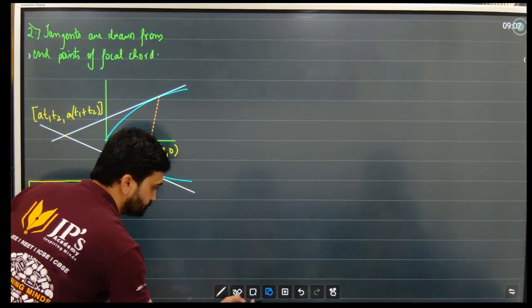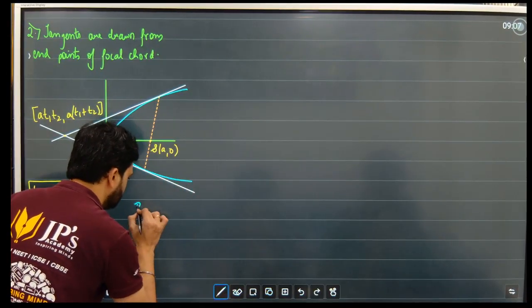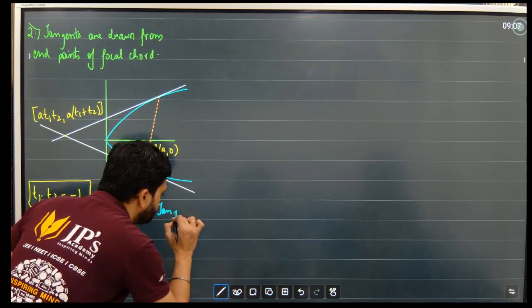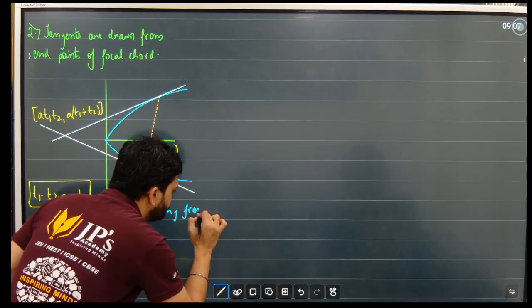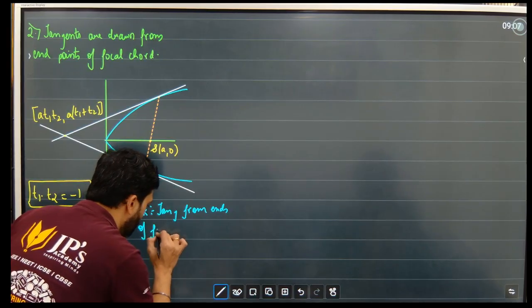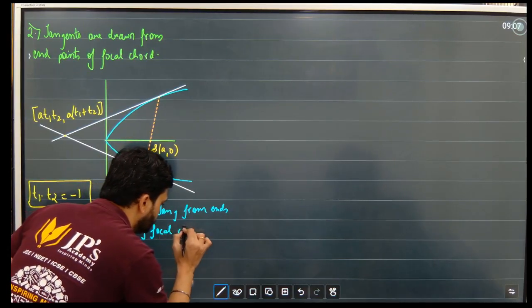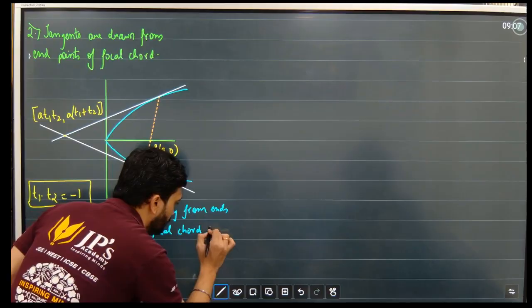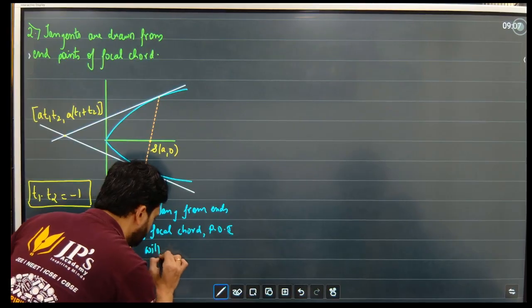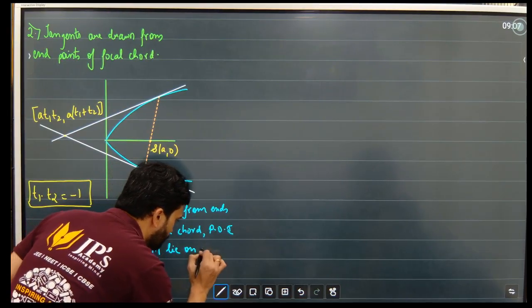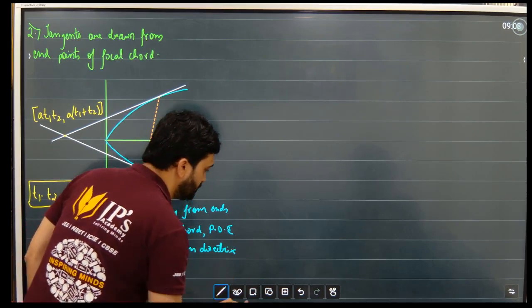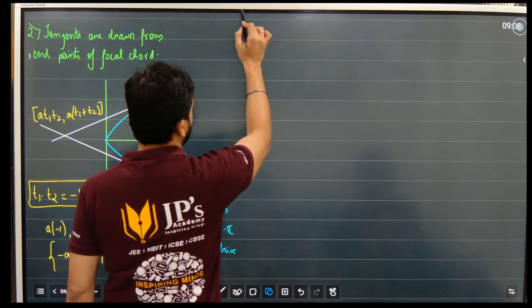Remark: tangents from the ends of a focal chord, the point of intersection will lie on the directrix. So I've understood that it will lie on the directrix.